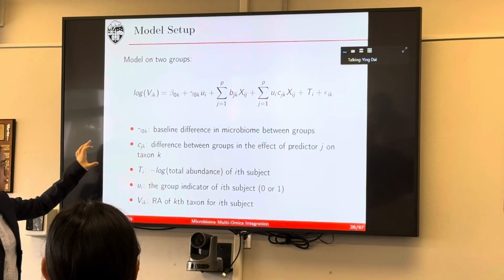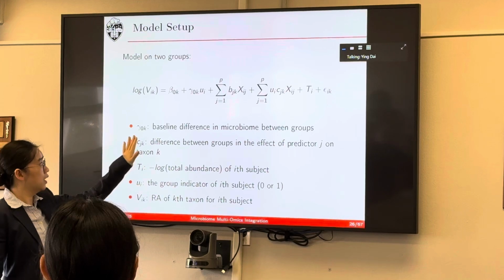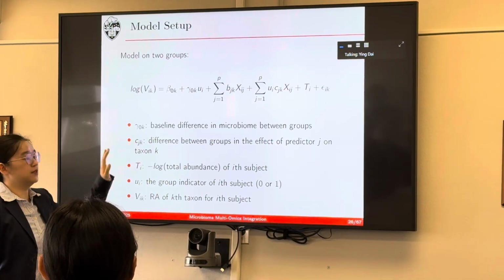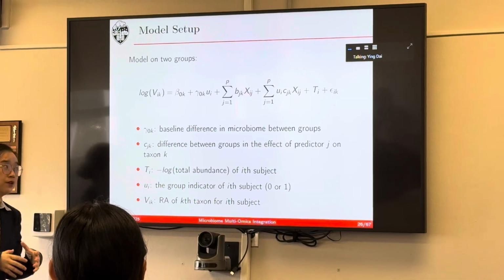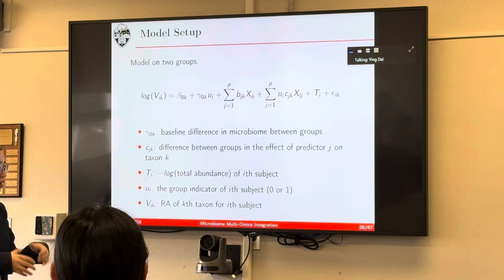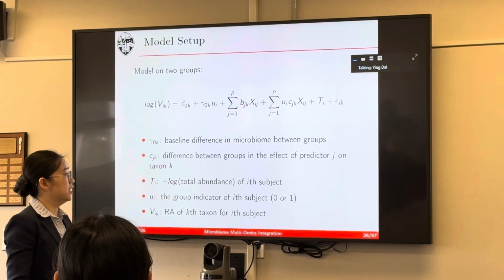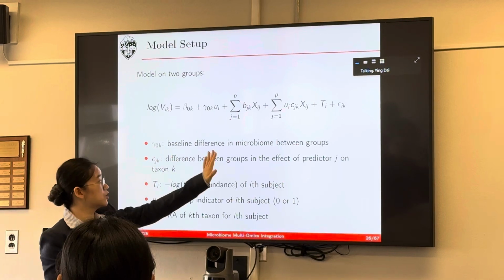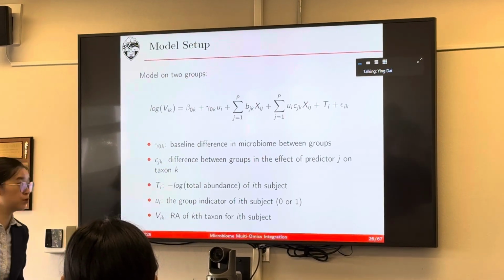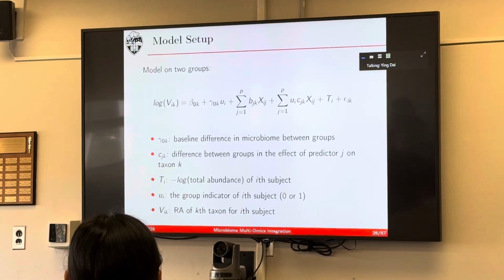That is the reason we emphasize that beta 0k is actually trying to capture the baseline difference in microbiome between groups. And Cjk is trying to capture the difference between groups in the effect of predictor j on taxon k.